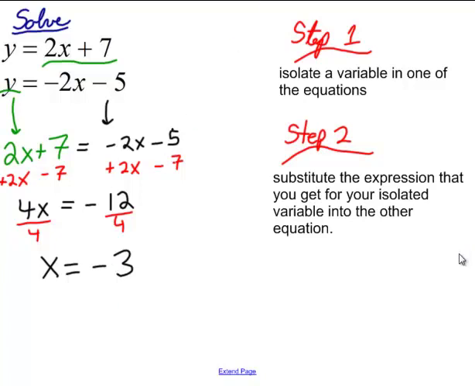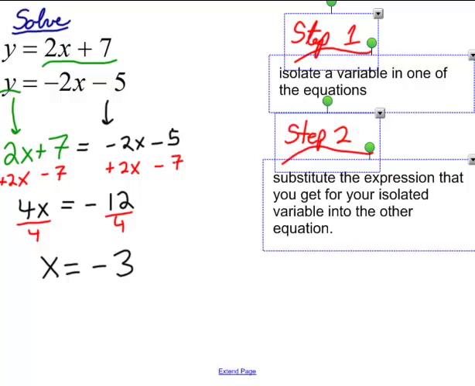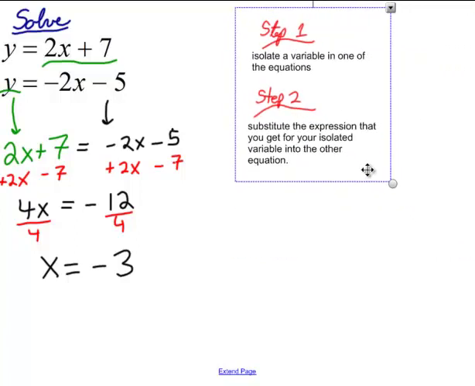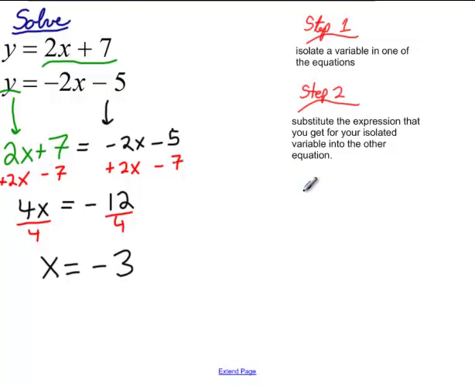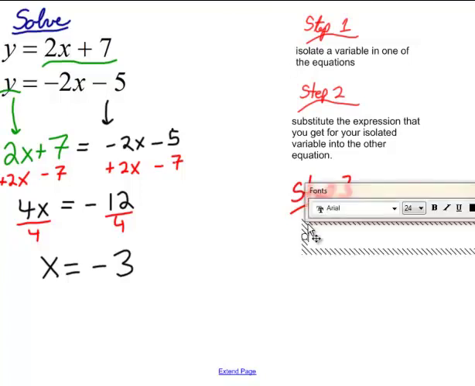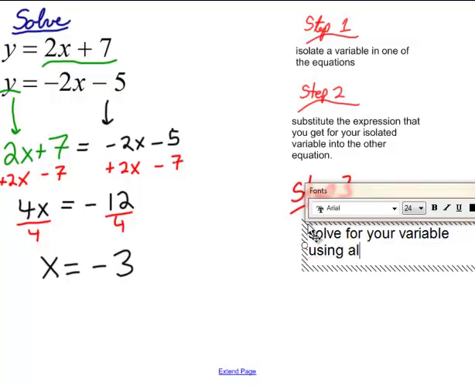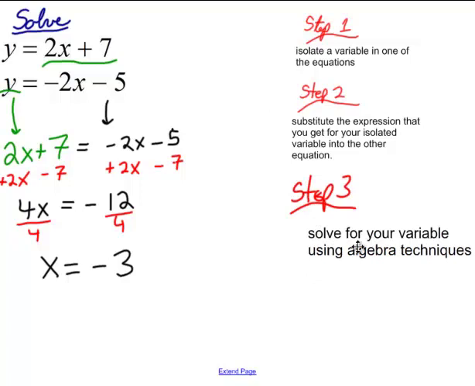So we can put this down as step 4, or step 3, sorry. Step 3 is solve for your variable using algebra techniques. Okay, we have that.